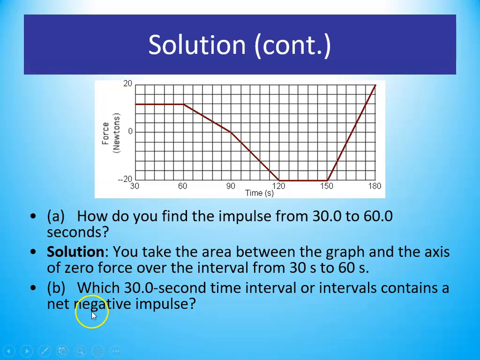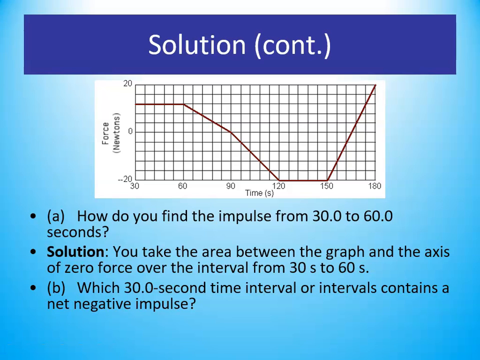And then B, which 30-second time interval or intervals contains a net negative impulse? Well, those will be situations where the overall area under the graph during that 30-second interval is negative. It's negative if you have more below the time axis than above. Clearly that's the case from 90 to 120 seconds, and also from 120 to 150 seconds. Now, between 150 and 180, it starts as negative and it ends as positive. You see this is a straight line that crosses the time axis exactly halfway between 150 and 180. So overall, the negative that you get from 150 to 165 will be canceled by the positive that you get from 165 to 180.